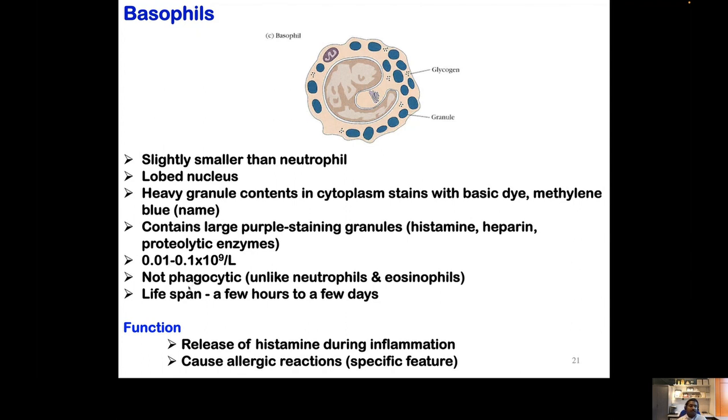Try to remember, they are not phagocytic cells compared to neutrophils and eosinophils, and the lifespan of these cells will be from a few hours to a few days. So what is the main function? They release histamine during inflammation. Again, that can cause allergic reactions. But remember, they are not phagocytic cells, so they can't engulf cells directly.